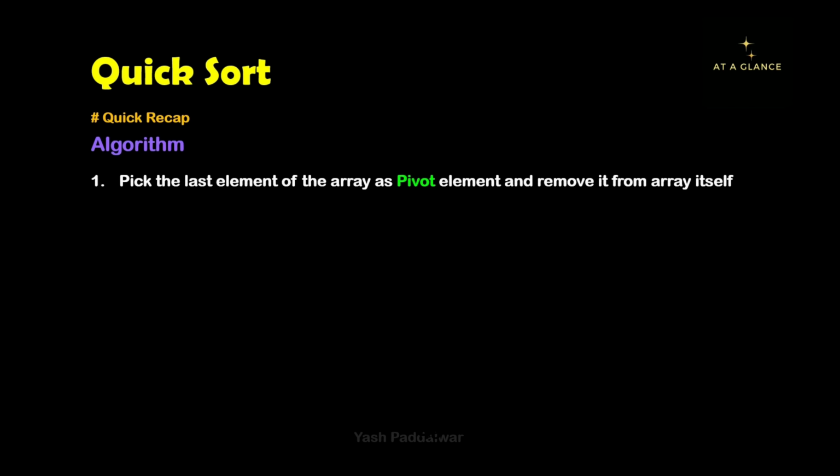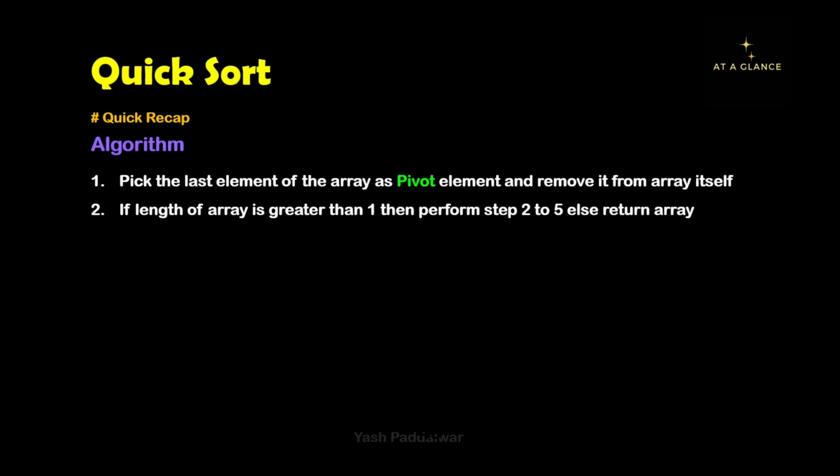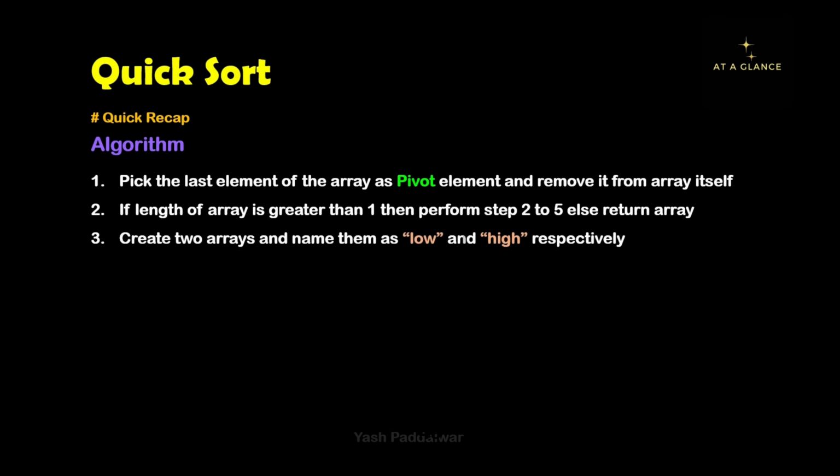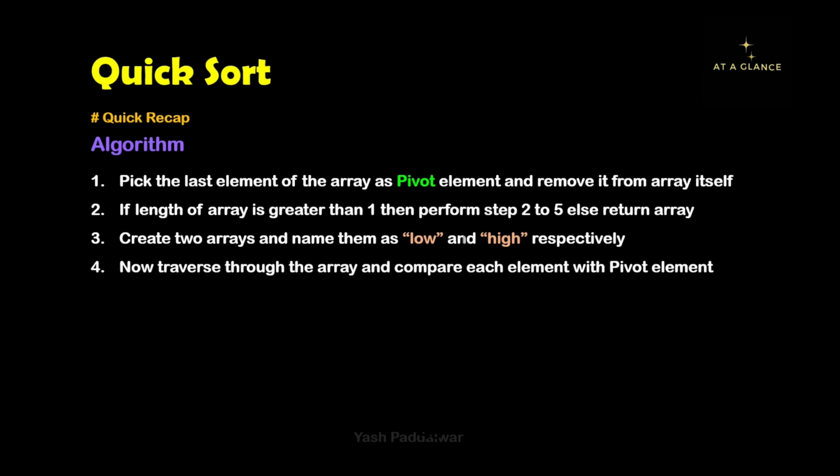In this video we will be seeing how to implement Quicksort at a glance. So let's have a quick recap of the algorithm. The first step is to choose the last element as the pivot element and remove it from the array. Next we need to make sure that the length of the array is greater than 1 and then perform the other steps. First we need to create two different arrays, one named low, another named high.